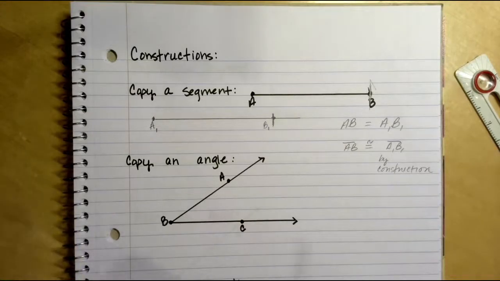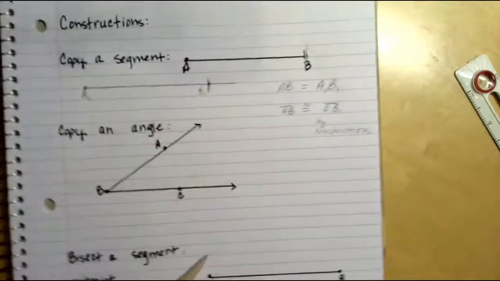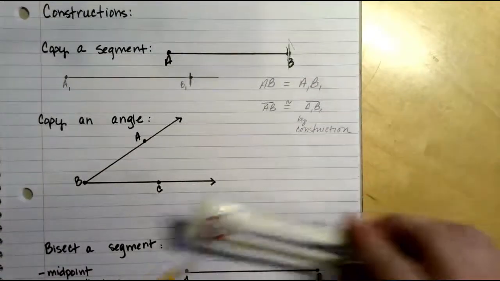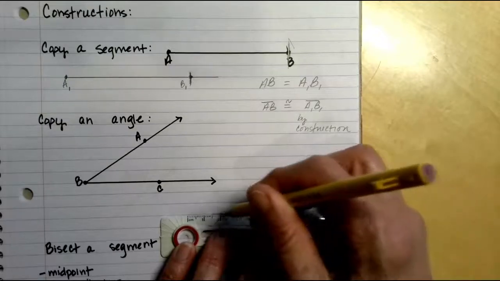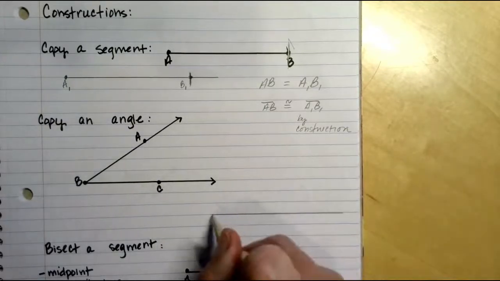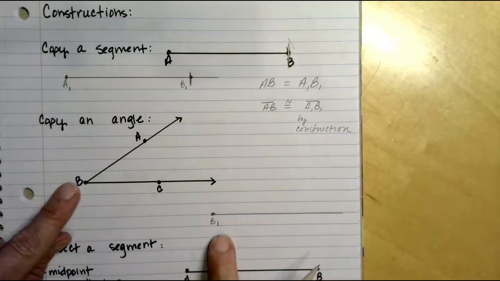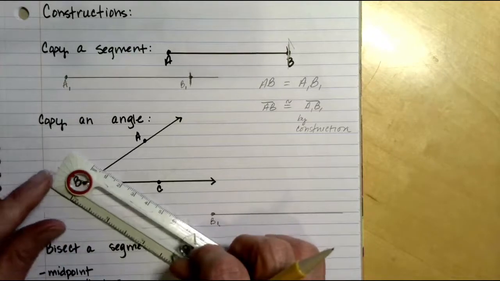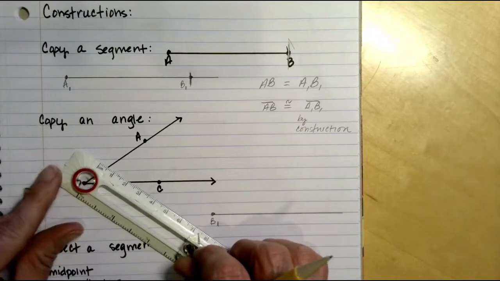All right, so let's talk about copying an angle. The first step in copying an angle is to give myself a base for my new angle and my vertex. So I'll say this is going to be B1. It'll correspond to that. I'm going to place the nose of my compass over top of B, right over top of that point there.